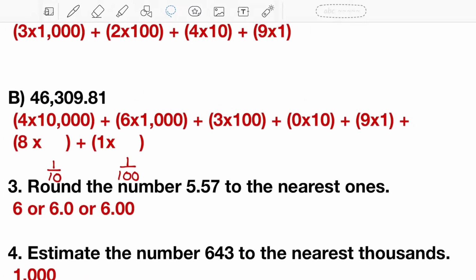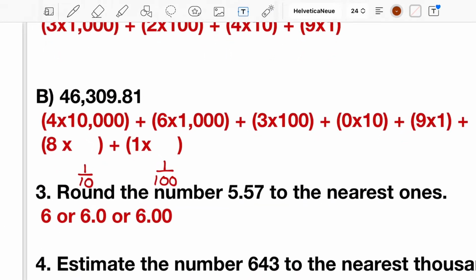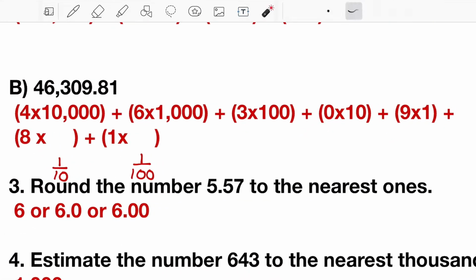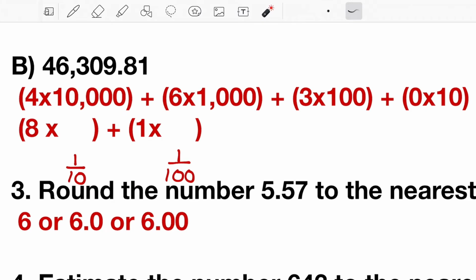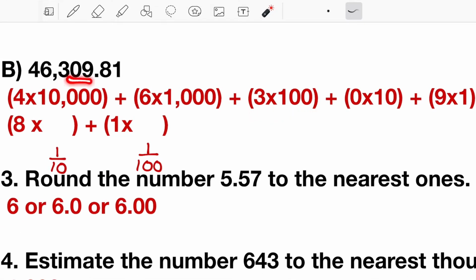Okay. So 46,309, that would be 4 times 10,000 plus 6 times 1000 plus 3 by 100 plus 0 by 10, or we can leave it out, seeing that 0 has no value, and 9 times 1.